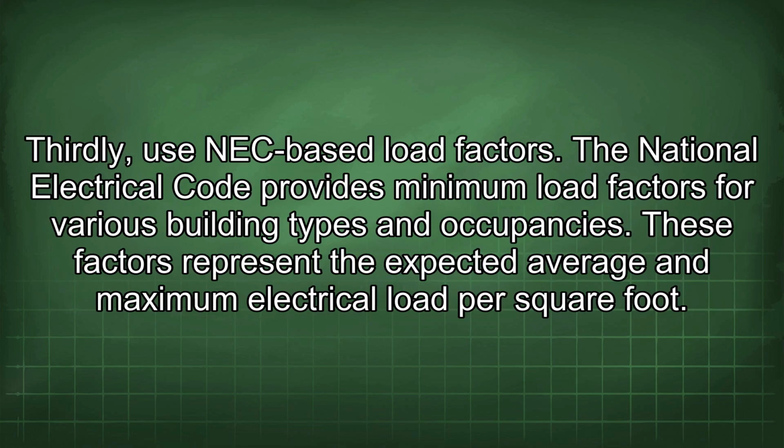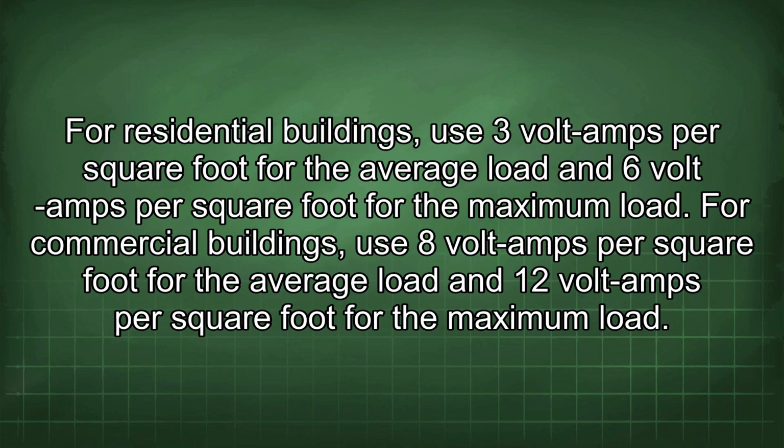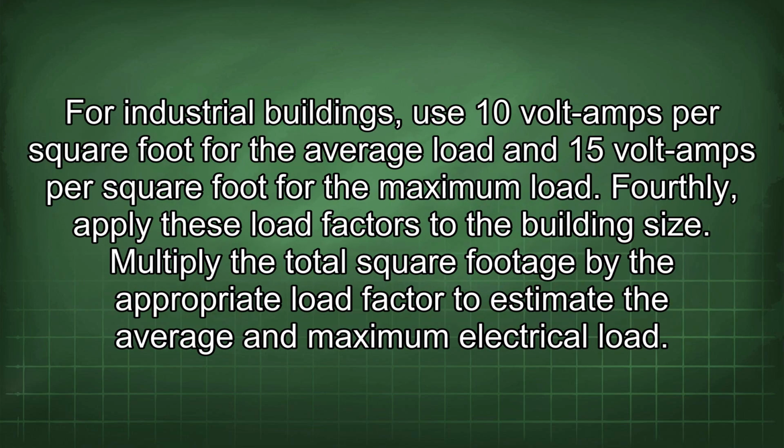Thirdly, use NEC-based load factors. The National Electrical Code provides minimum load factors for various building types and occupancies. These factors represent the expected average and maximum electrical load per square foot. For residential buildings, use 3 volt amps per square foot for the average load and 6 volt amps per square foot for the maximum load. For commercial buildings, use 8 volt amps per square foot for the average load and 12 volt amps per square foot for the maximum load. For industrial buildings, use 10 volt amps per square foot for the average load and 15 volt amps per square foot for the maximum load.